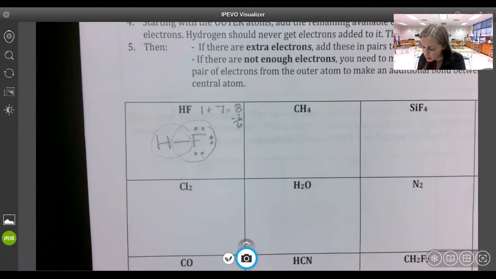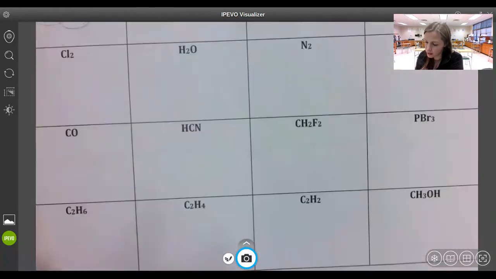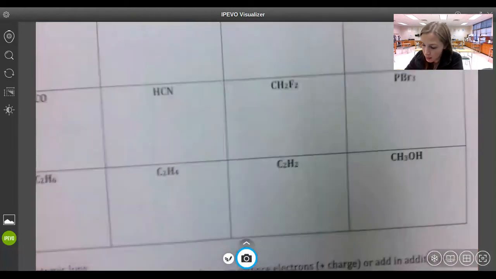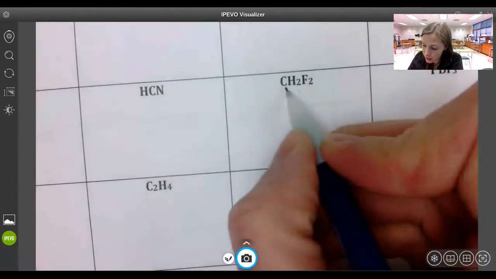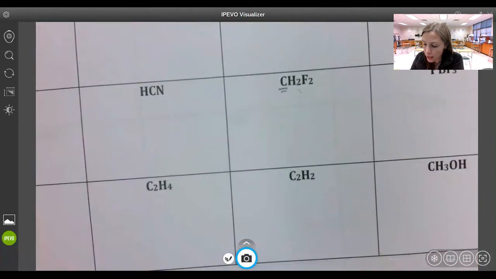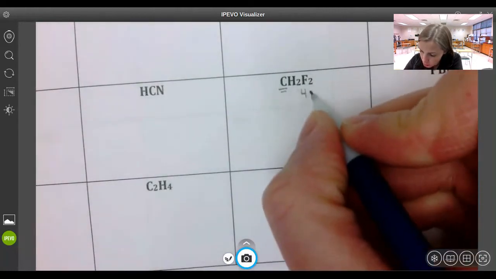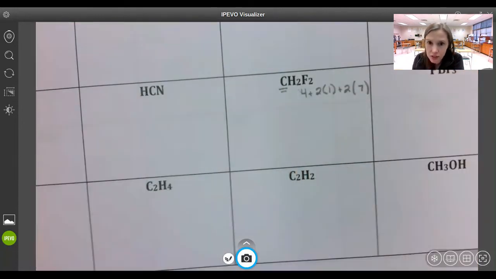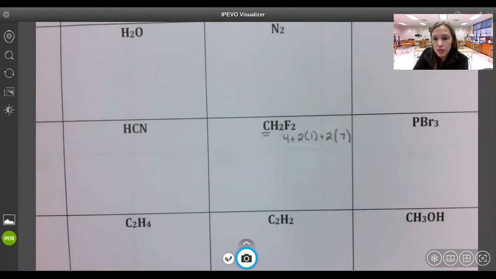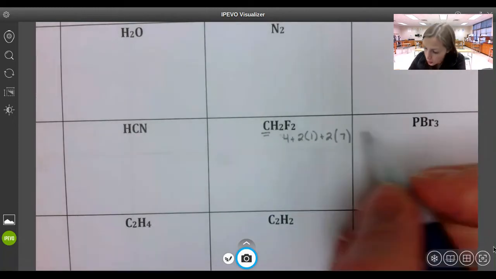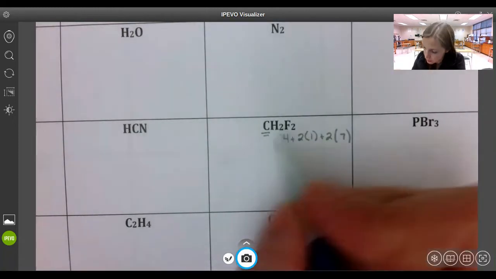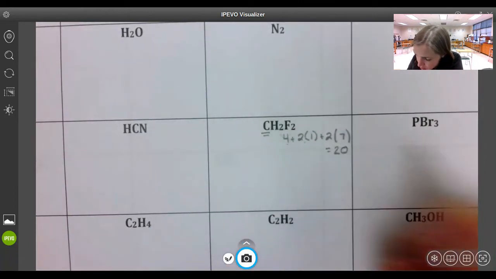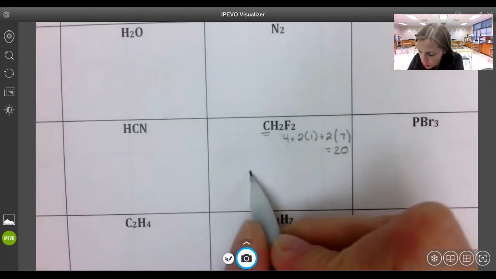If we have something such as C2H2F2, some similar ones to before, here we're going to have carbon in the center. So when I go to add these up, carbon is 4. I have 2 hydrogens that are 1 each. I have 2 fluorines that are 7 each. So for this part, we're going to add those up: 2 and 4 is 6, and 14 is 20.